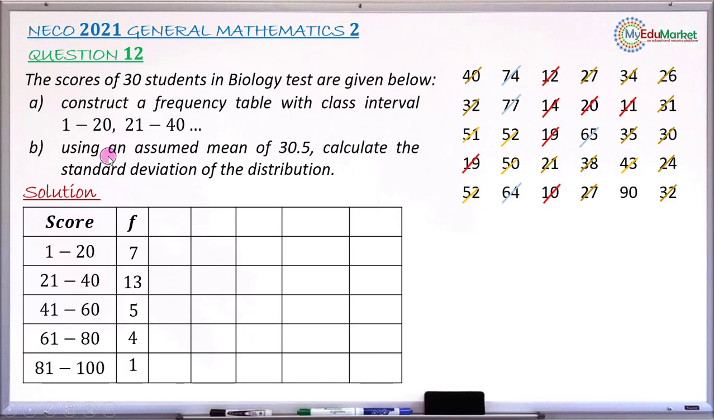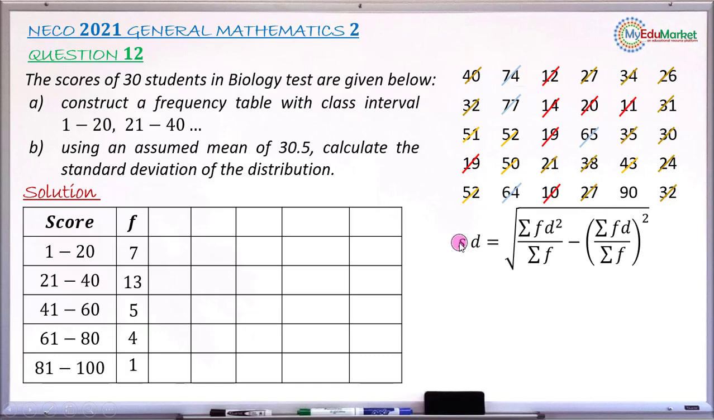So we'll move to question number B that asked to calculate the standard deviation using the assumed mean of 30.5. So what I'm going to do first is to write down the formula for finding standard deviation. Standard deviation is given by the formula SD equals the square root of, inside the square root you have summation fd squared over summation f, minus bracket open, inside the bracket is summation fd all over summation f, and the bracket raised to the power of 2. This is the formula we use to find the standard deviation of grouped data.